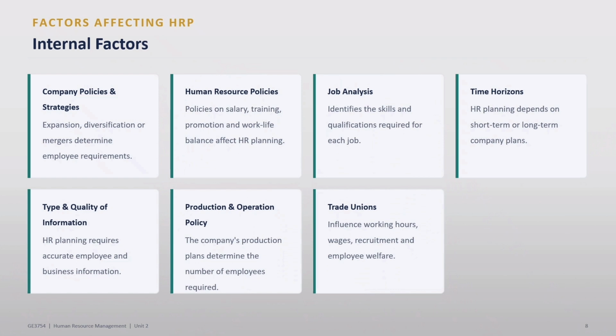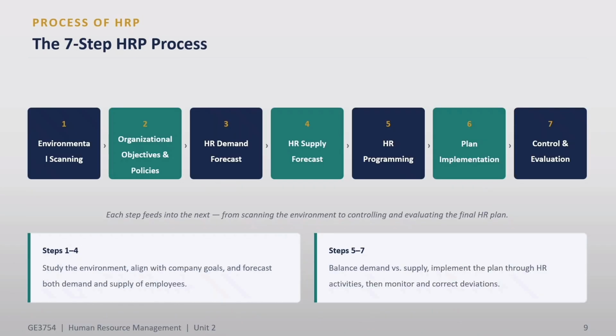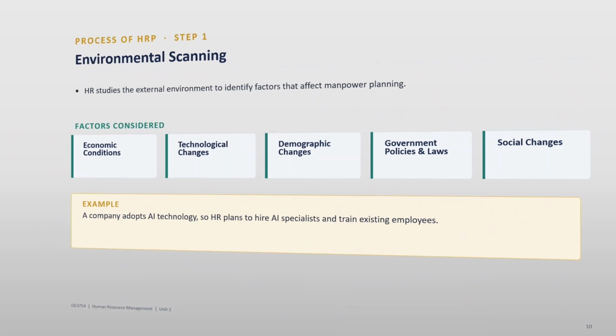In the next slide we are going to see the process of HRP. Now we come to the human resource planning process. The HRP process consists of seven major steps. The first step is environmental scanning, second is organizational objectives and policies, third is HR demand forecast, fourth is HR supply forecast, fifth is HR programming, sixth is plan implementation, and the seventh step is control and evaluation.